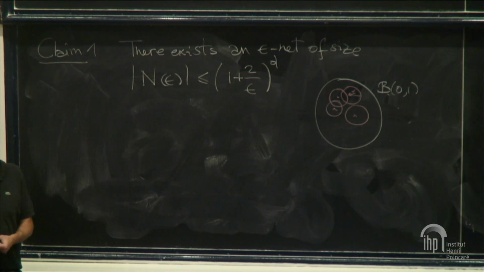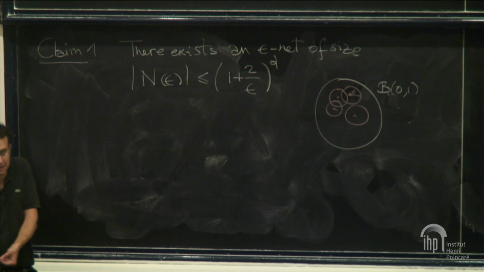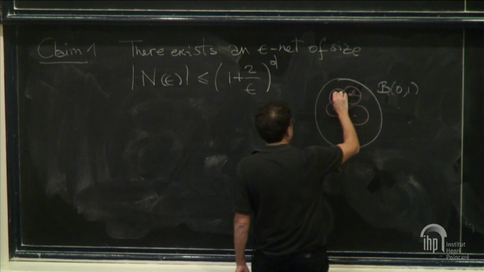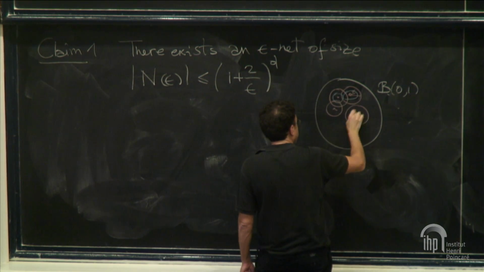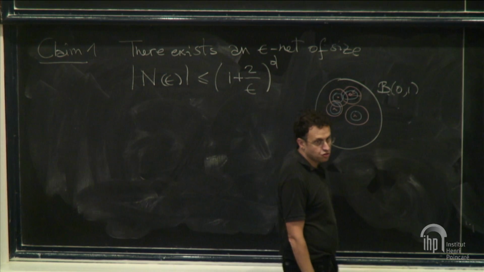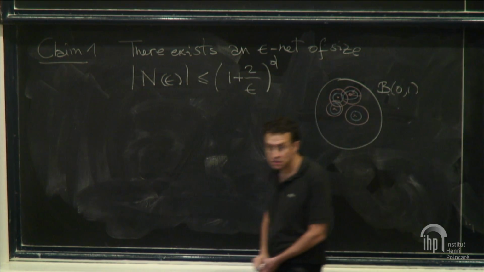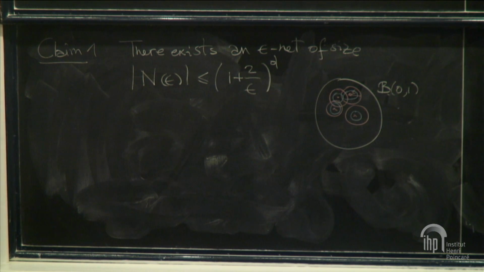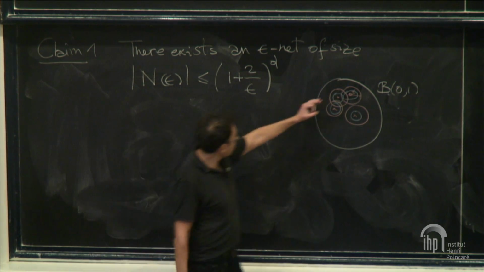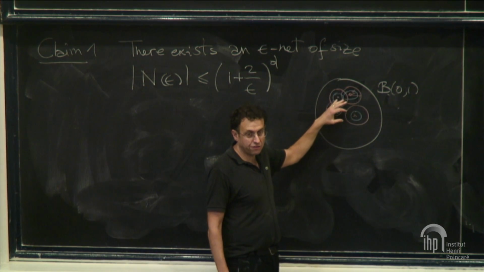Now I observe the following. The red balls may intersect, but any two centers must be at distance at least epsilon. Why? Because I never did the silly thing of putting a point inside. So if I take a ball of radius epsilon over 2 around each of these centers, these blue balls are disjoint. Okay? So, if you want to sound fancy, you say that a maximal epsilon net is an epsilon over 2 packing, meaning that balls of radius epsilon over 2 are a packing. They don't overlap each other.